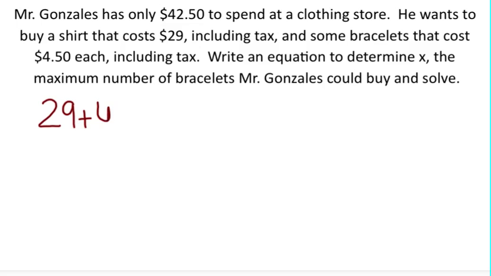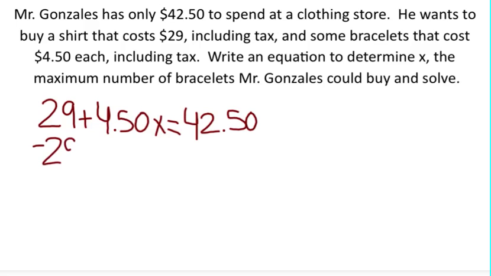29 plus 4.50x equals 42.50. Next, you should use the inverse operation, which is the opposite operation, to the number without the variable next to it. This means that you should subtract 29 from 29, which cancels out because it equals 0. You should subtract it from 42.50 as well. This is equal to 13.50.